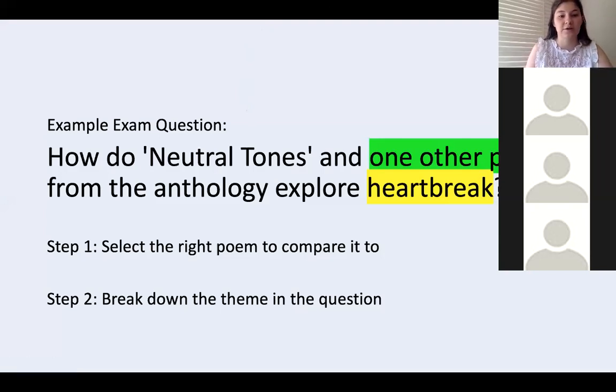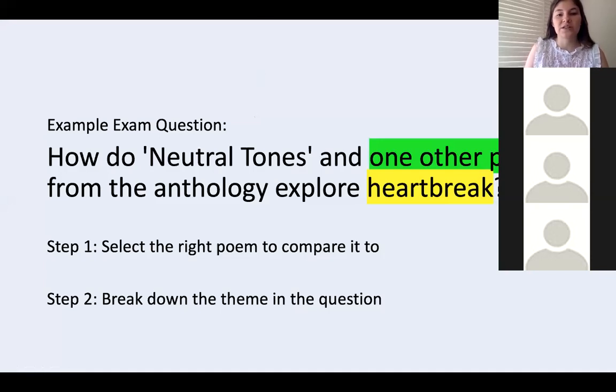So the very first thing that you're going to have to think about is which other poem am I going to compare this to? Because choosing that poem is going to be crucial. If you choose a poem that only mentions some sort of heartbreak once, then it's going to be very, very difficult for you to write an entire comparison essay. And therefore, you need to really select your comparing poem very carefully.